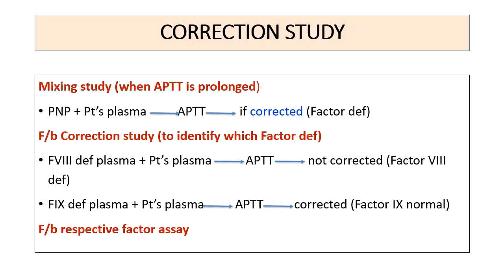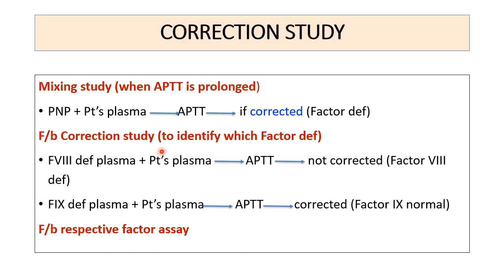So the next thing to do after a mixing study is a correction study. In a case where the APTT is prolonged, we do a mixing study and we realize that the APTT has corrected. So we know now that it is a factor deficiency. Then how do we determine which factor is deficient? For that we do a correction study.